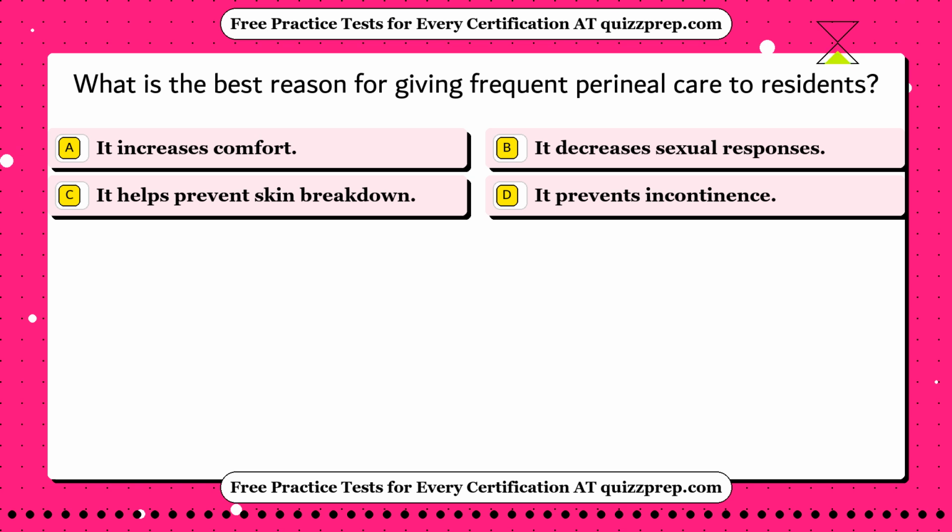Option A, it increases comfort. Option B, it decreases sexual responses. Option C, it helps prevent skin breakdown. Option D, it prevents incontinence.